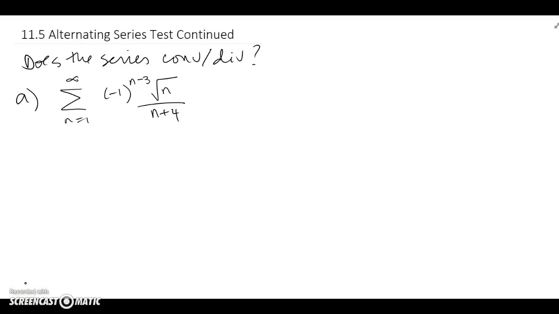So let's look at a couple more examples for the alternating series test. Does the following series converge or diverge? Notice I have a negative 1 to the n minus 3, but that doesn't matter because it still creates the alternating series if I spit out a few terms.